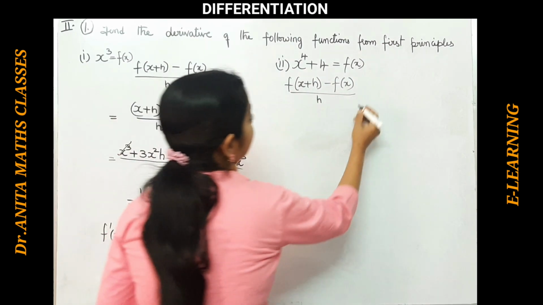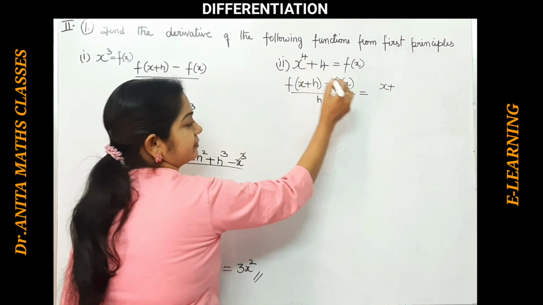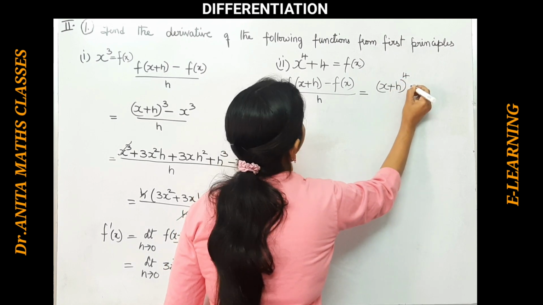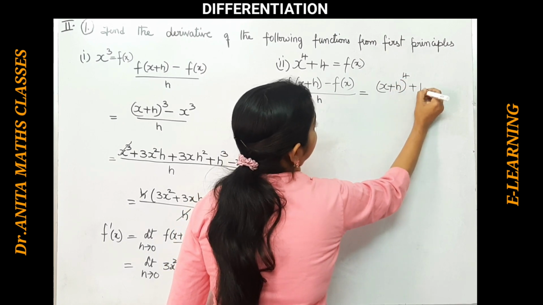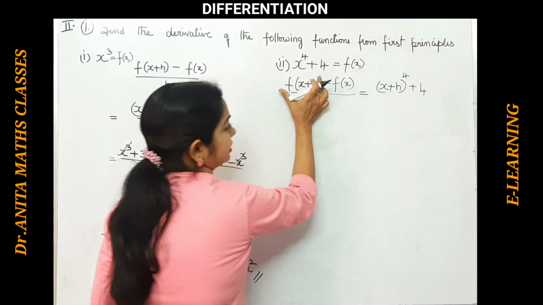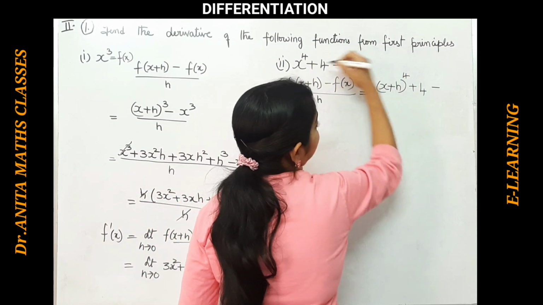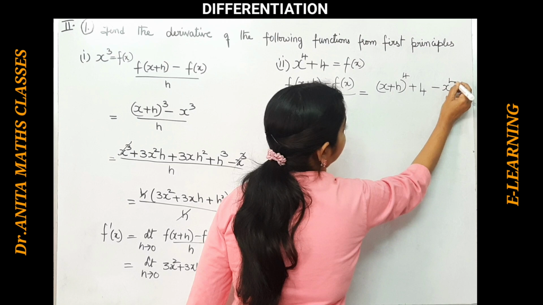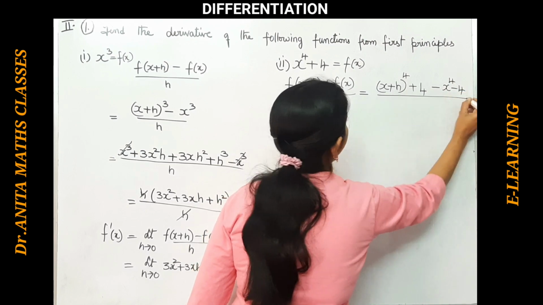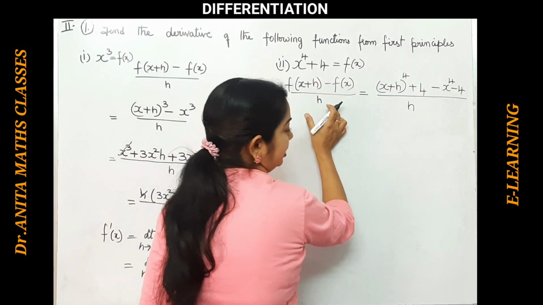Here, in place of x we will be writing x plus h, raised to the power of 4 plus 4. This is f of x plus h. This is completely f of x plus h minus again f of x, this one, x raised to the power of 4, so minus 4. Minus and minus again, minus only, divided by h. Here what I wrote is f of x plus h minus f of x by h.